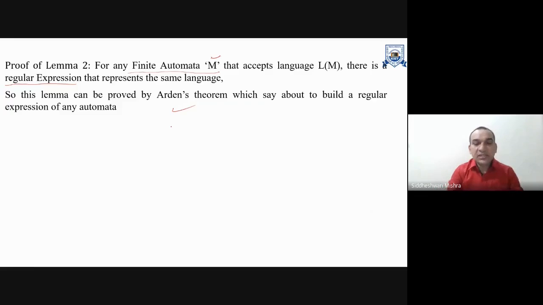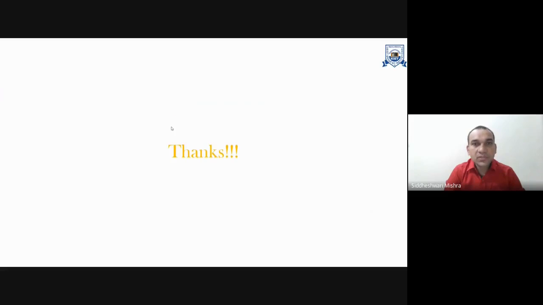So there are these two lemmas of finite automata, and that was your transition diagram. So that's all about this lecture. So thank you very much.